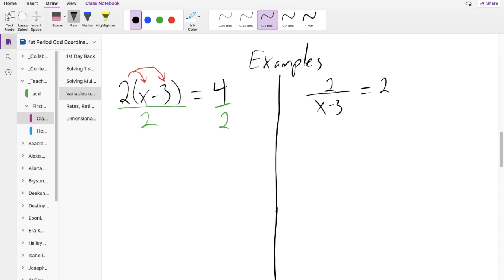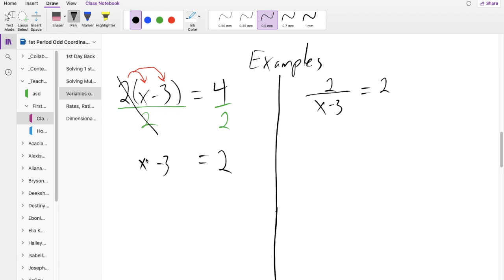Because when I do that, on the left side, this 2 divided by this 2 are going to cancel away, and I'm just left with this x minus 3. And 4 divided by 2 is just 2. So now I'm looking at these parentheses and I don't have anything being multiplied to them anymore, so I can actually just drop them. So I'm going to go and erase these parentheses. So now it's just a normal problem.